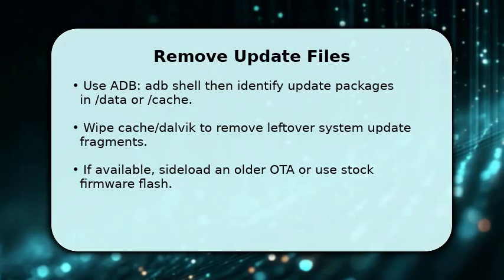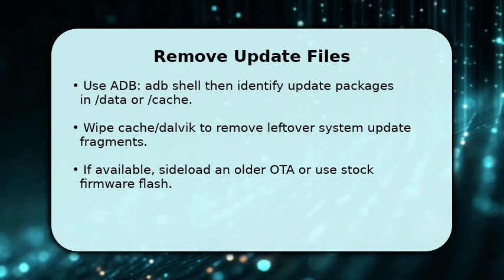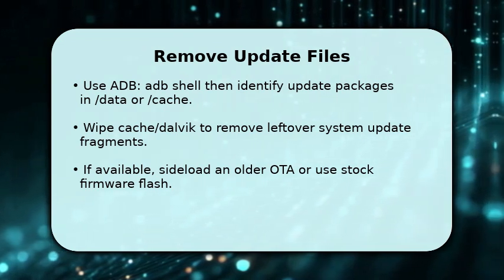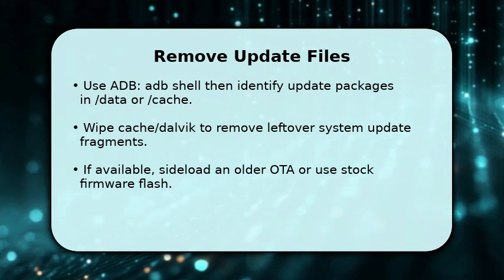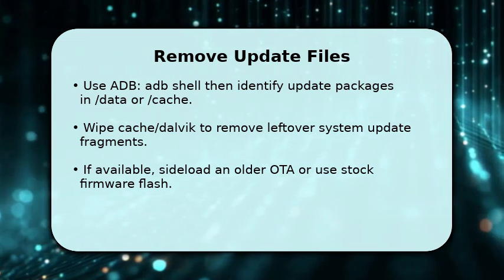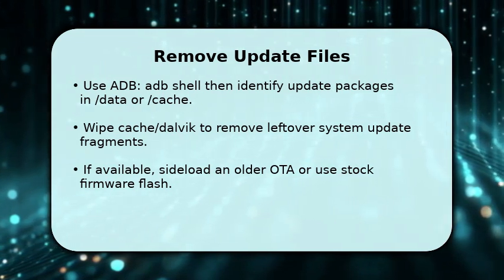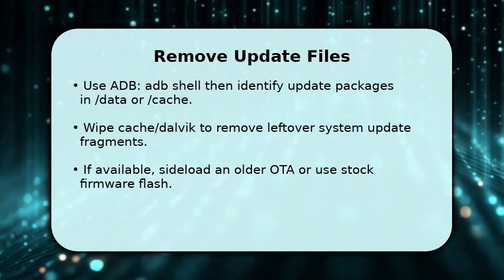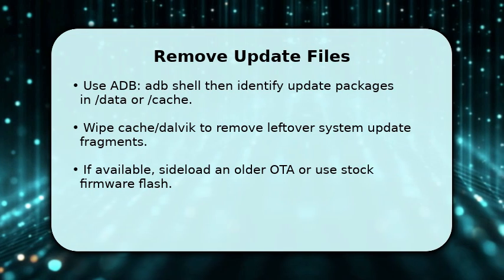You now remove the update files and revert components. Identify and delete the specific Google Play services or system update packages. If using ADB, run an ADB shell and list /data, /cache, and /system for update files, then carefully remove the update package. Once removed, wipe cache and dalvik/art cache to clear residual compiled code that could reintroduce issues. If needed, sideload a compatible older OTA or flash stock firmware to restore the prior system image. This ensures functional compatibility and stability.